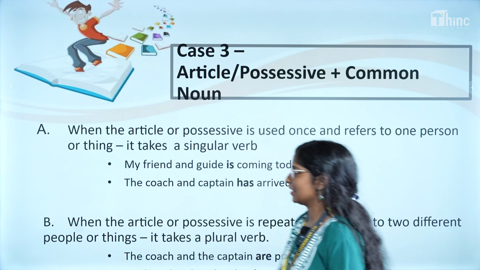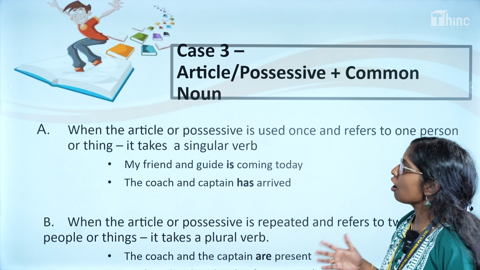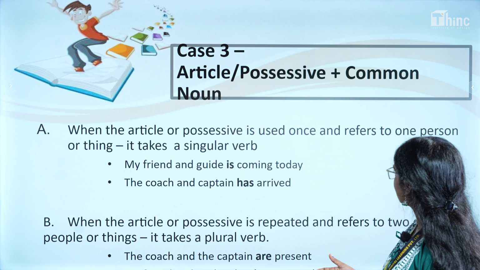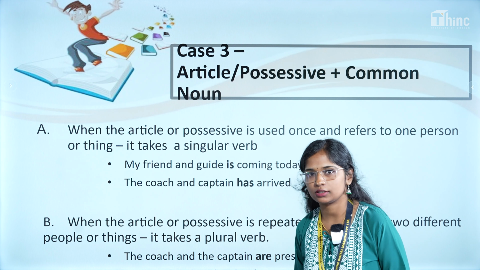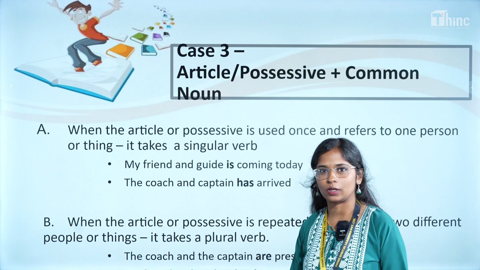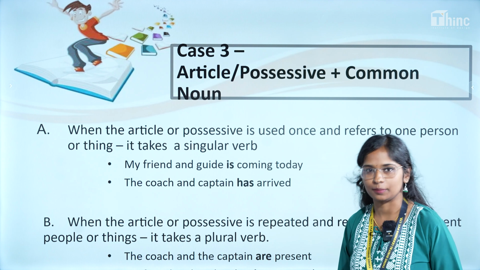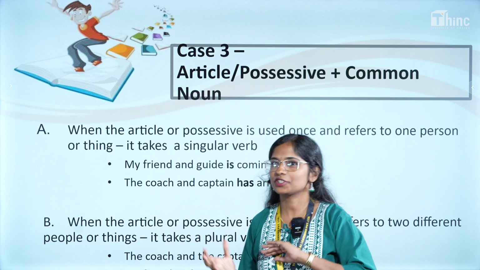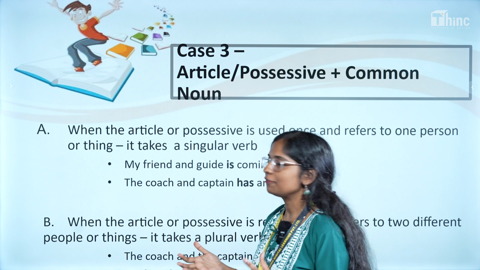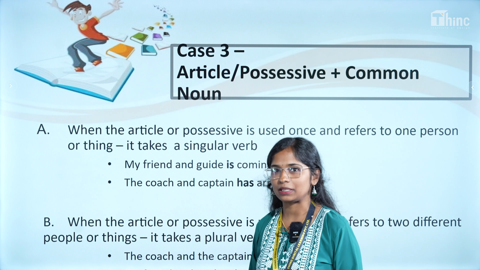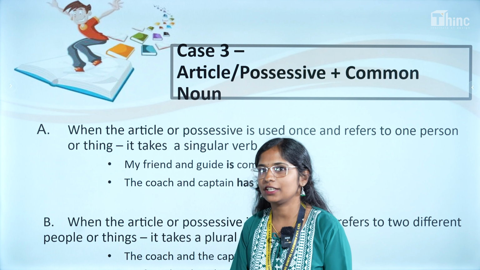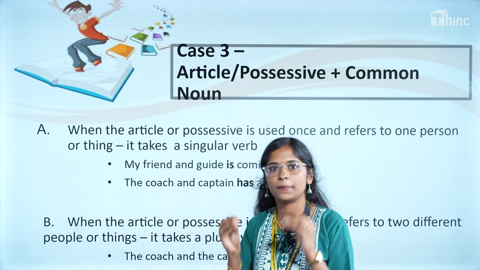Okay, the next case. When the article or possessive is used once and it refers to one person or thing, it takes a singular verb. Let us look at the example here. My friend and guide is coming today. Imagine you are on a trip and someone said, my friend and guide is coming today. What does it mean? It means that the friend and guide is the same person.